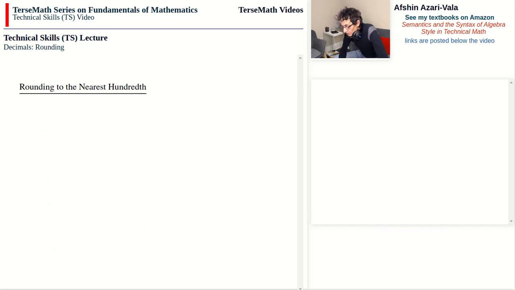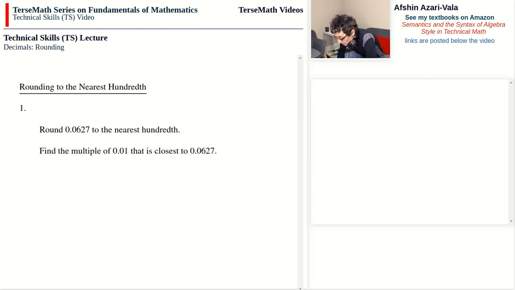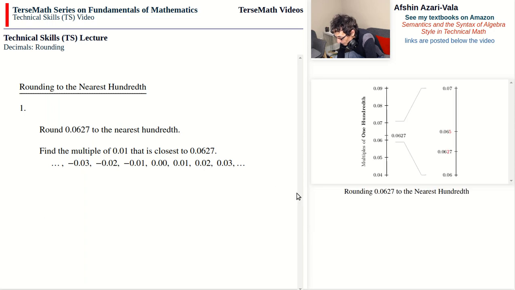Now, rounding to the nearest hundredth is pretty much the same. Problem 1, round 0.0627 to the nearest hundredth. And here we have to find the multiple of a hundredth, 0.01, that is closest to 0.0627. And these are multiples of a hundredth. In the image for this problem, if we keep counting in steps of a hundredth, eventually we get to 0.04, 0.05, 0.06, and so on. And 0.0627 is in between 0.06 and 0.07.